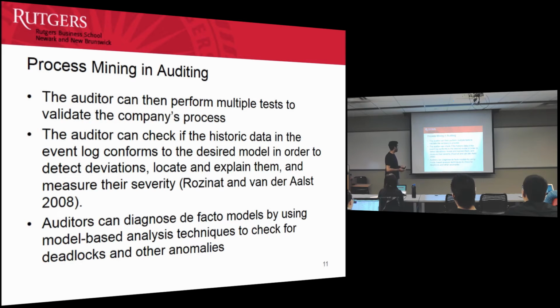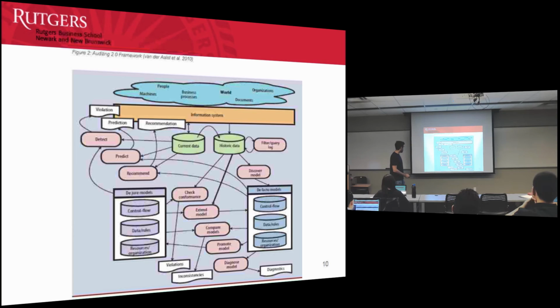The auditor can perform multiple tests to validate the company's process. They can check if the historic data in the event log conforms to the desired model in order to detect deviations, locate and explain them, and measure their severity. Auditors can also diagnose de facto models by using model-based analysis techniques to check for deadlocks and other anomalies.